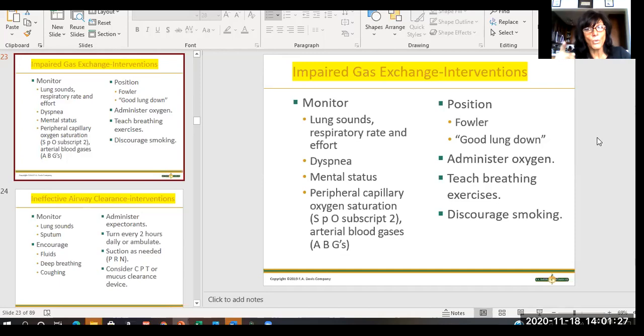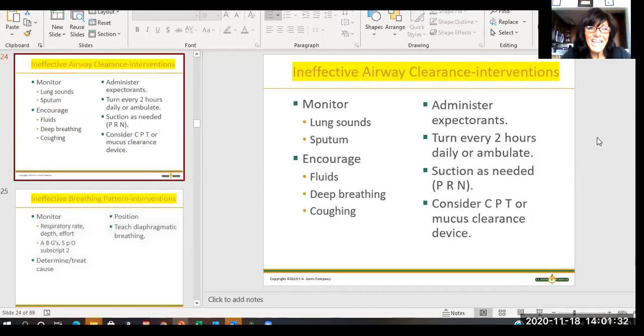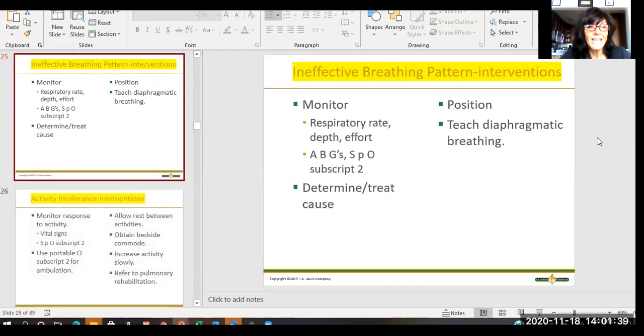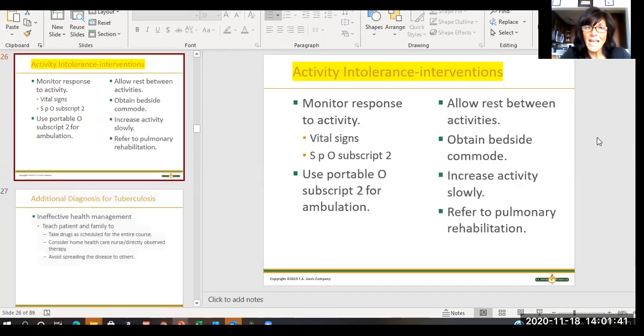Oxygen, breathing, smoke. Smoking doesn't have vitamins in them. Interventions, here you go. And this helps with care planning too. So use them. More interventions.